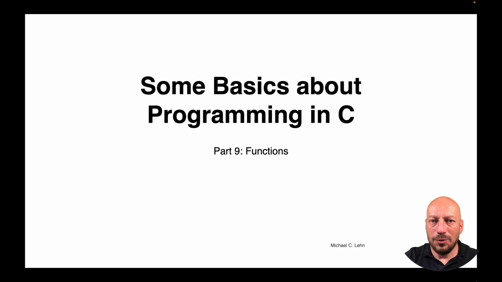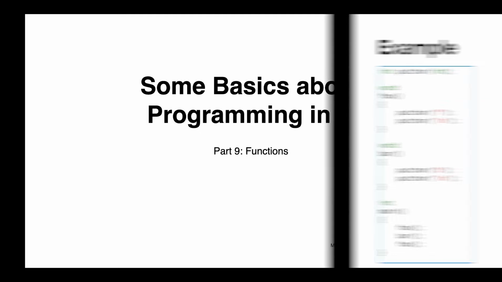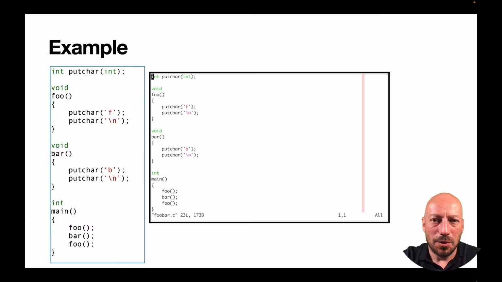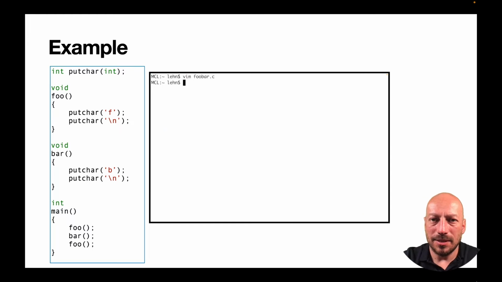And in this video you will see a bit more of the details about functions, so that you, for example, understand how recursive function calls are realized and how functions receive parameters. I want to begin with this simple C program. When you compile it and run it, you will see, of course, that it's printing this character f followed by a new line, b followed by a new line, and then f followed by a new line again.